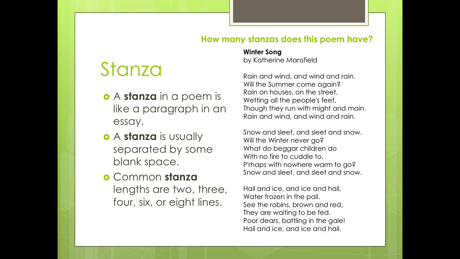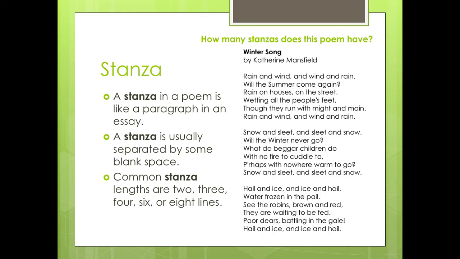A stanza in a poem is like a paragraph in an essay. We've covered what paragraphs look like, and in a poem it's called a stanza. It's a chunk of sentences or lines that are collected together, and it looks like a paragraph. A stanza is usually separated by blank space, like you can see here. Common stanza lengths are 2, 3, 4, 6, or 8 lines. A lot of times in poems, we will also see patterns.